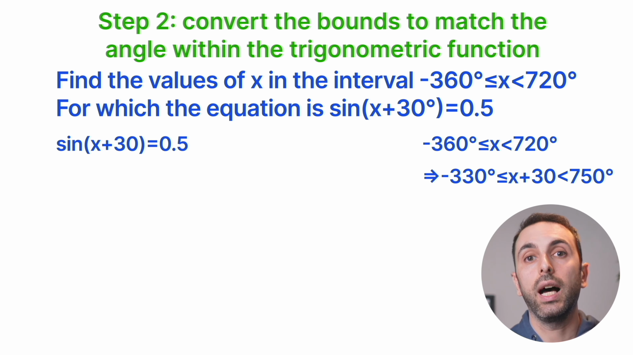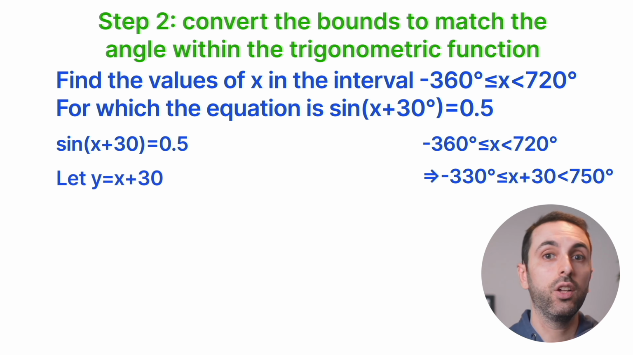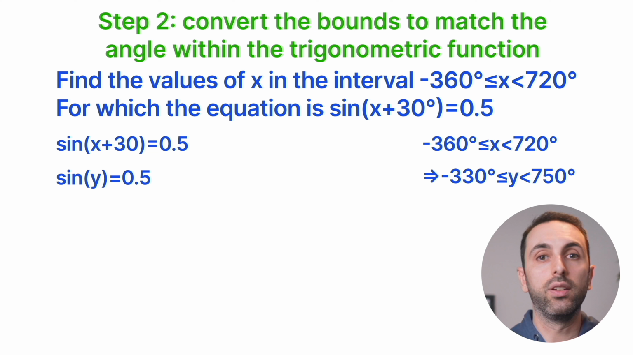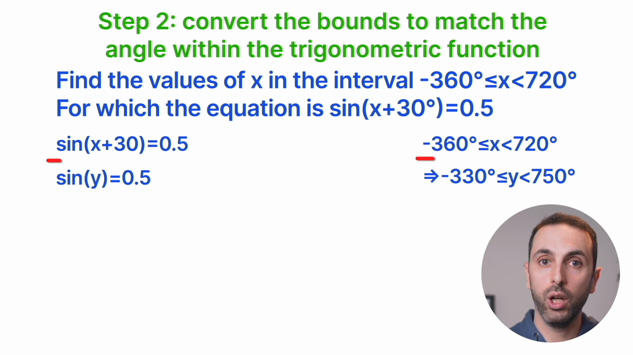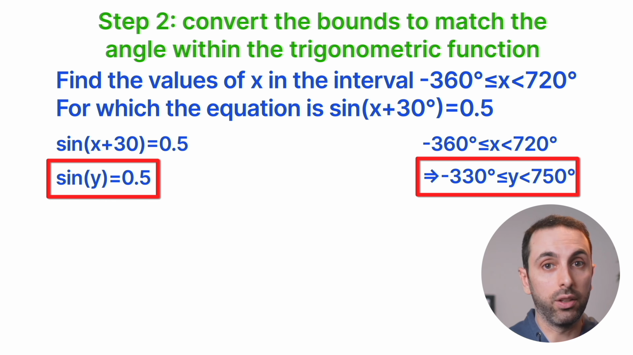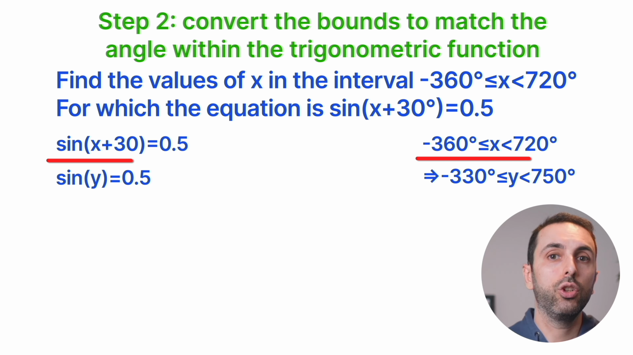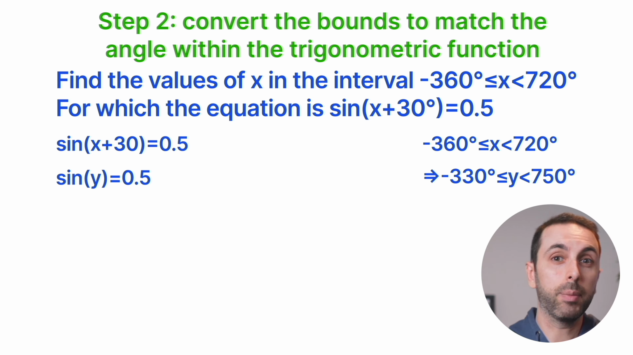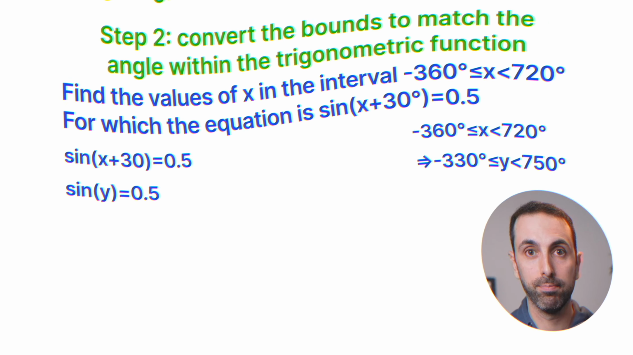At this stage, I like to set x plus 30 to be equal to a new variable y. So the question just reads sine y equals 1/2, where we have these new set of converted bounds. You don't have to make this substitution, but I like to think that it just makes solving this trig equation a little bit easier in later steps.